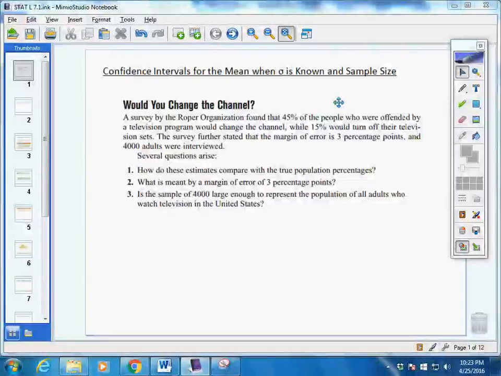Take a look at this example. Would you change a channel? Now it goes through and says a survey found by this organization found that 45% of the people, if they were offended by a television program, they would change it, while 15% would turn off the television sets. And then it further stated that the margin of error is 3 percentage points and 4,000 adults were interviewed.